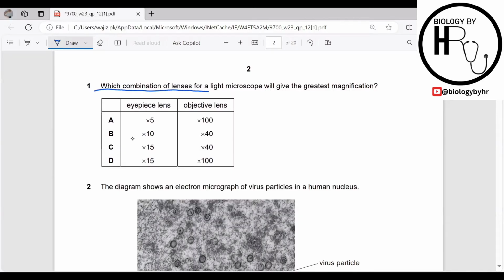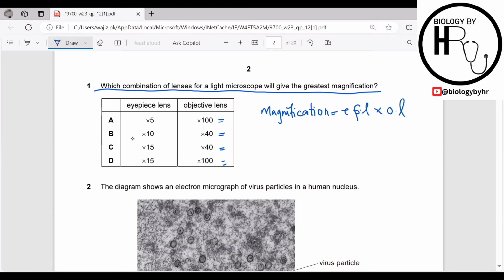Which combination of lenses for a light microscope will give the greatest magnification? Magnification is basically the product of the power of lenses. So can we say that magnification is equal to the eyepiece lens value times the objective lens value, right? What we are going to do is calculate the value of magnification for each of the options, and then the highest value will be our answer.